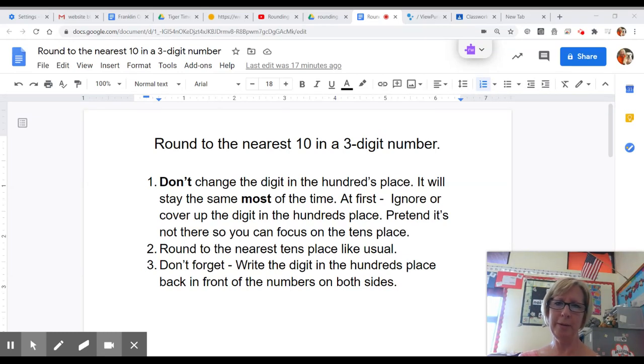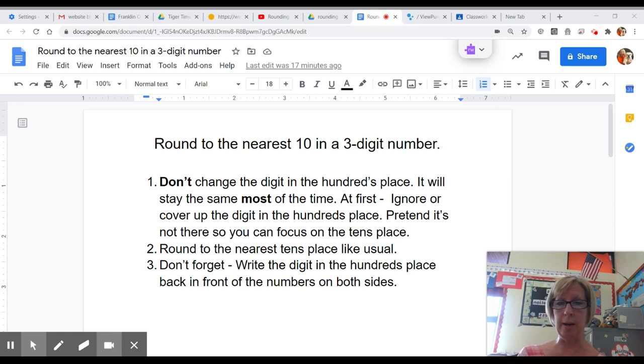Good morning, everyone. I'm going to teach you a new skill in math. Now, if you see the title of my page, it says round to the nearest 10 in a three-digit number. You already know how to round to the nearest 10 in a two-digit number. You already know how to round to the nearest 100 in a three-digit number. So we're going to combine those two ideas, and you're going to learn to round to the nearest 10 in a three-digit number.